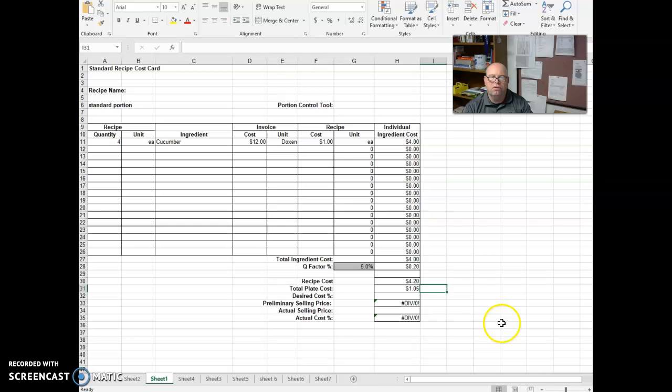Now, another thing you all need to do is put in a food cost percent right here. I'm going to put in a 35% food cost, which we write in decimal form as 0.35. What's going to happen then is your preliminary selling price is going to come up at $3.